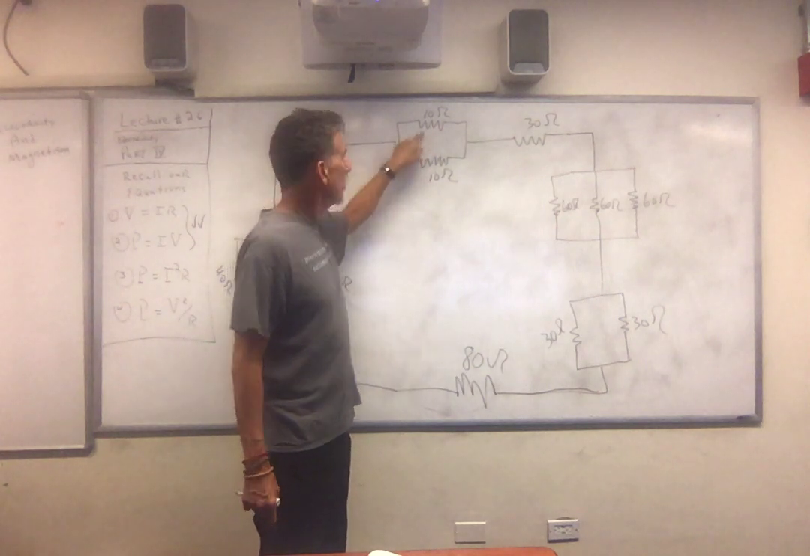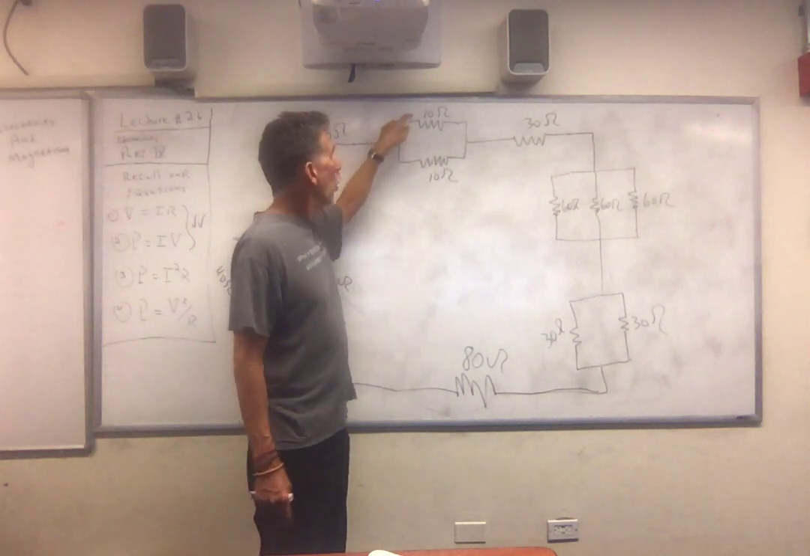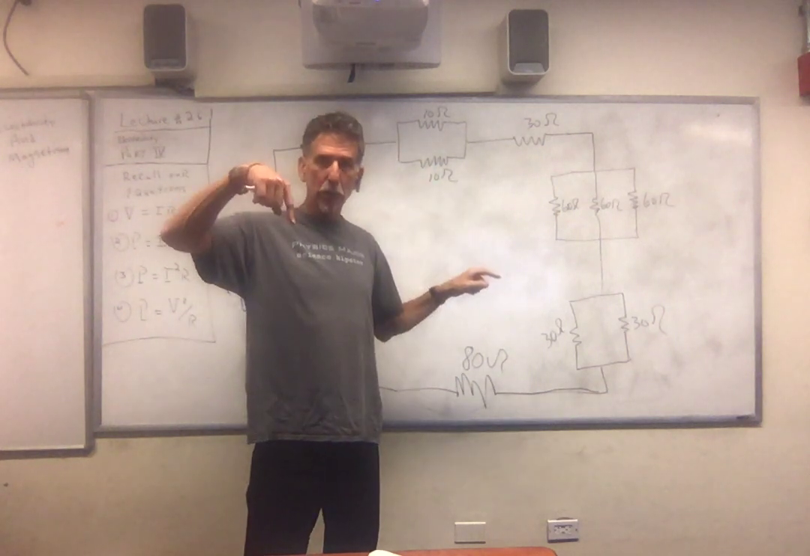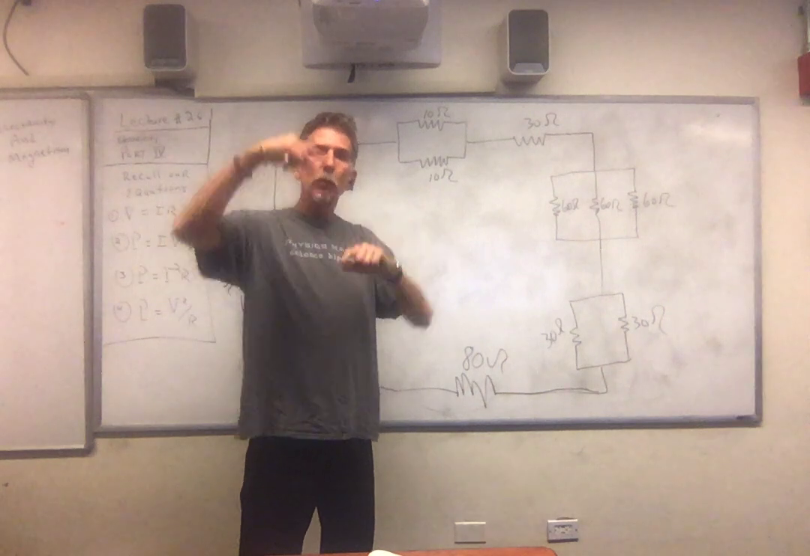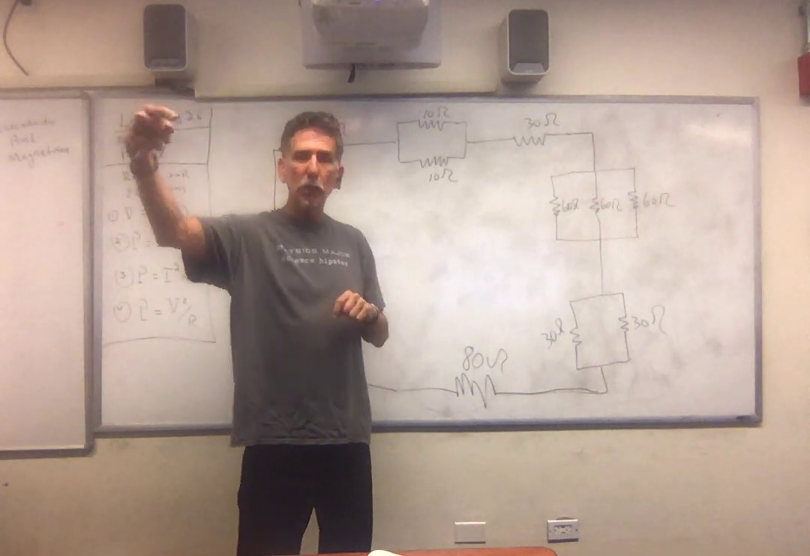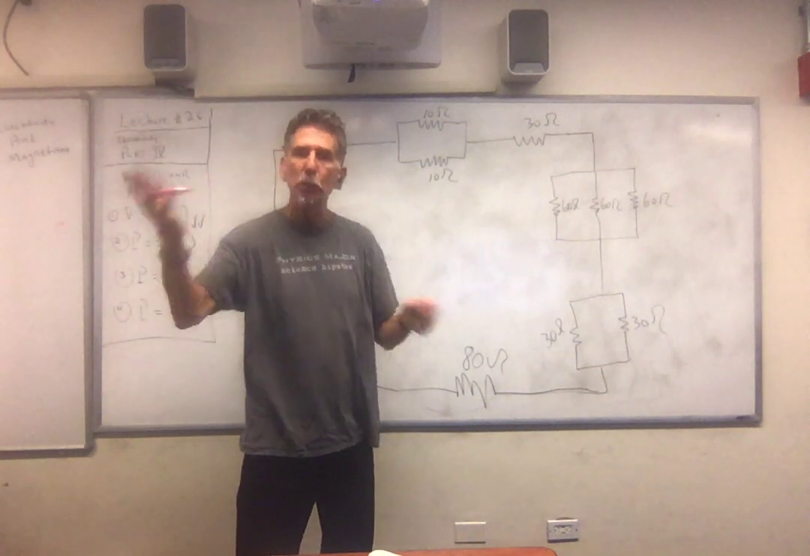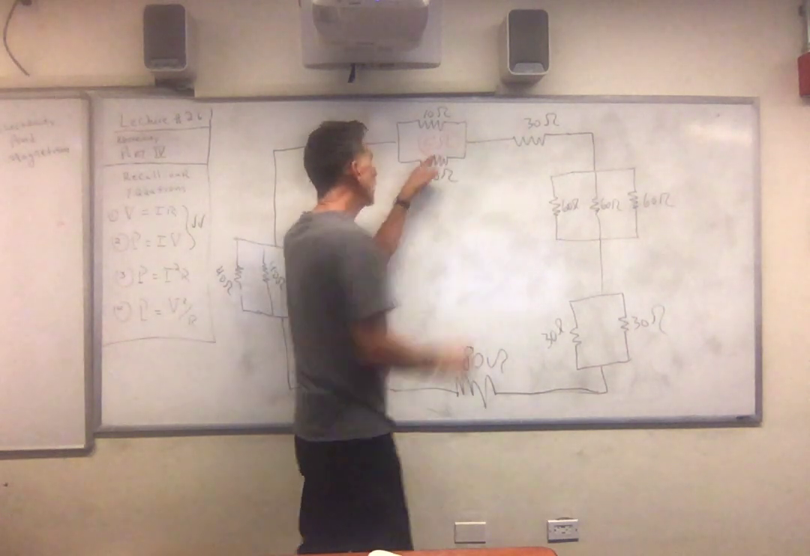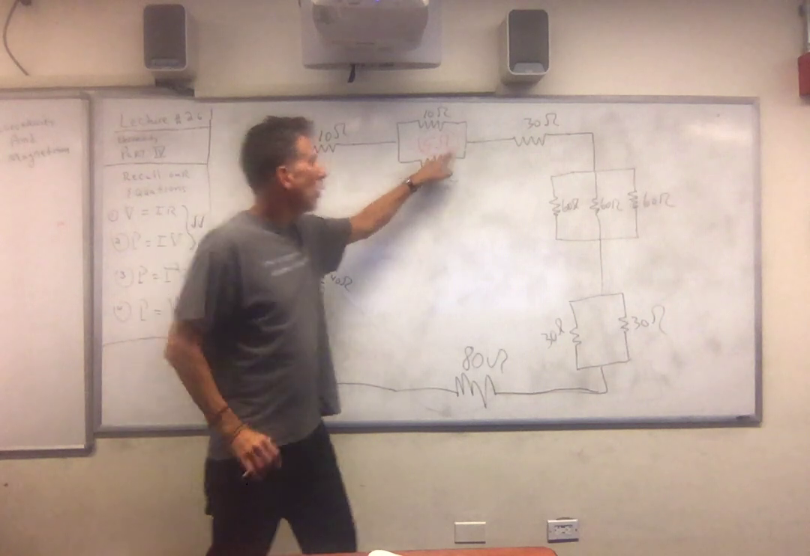R equivalent here is 1 over R equivalent is what? 1/10 plus 1/10 is 2/10. Now we have to flip it. When you flip it, 10 over 2 is 5 ohms. So this is 5 ohms. Can everyone see the pink? 5 ohms. This is okay.